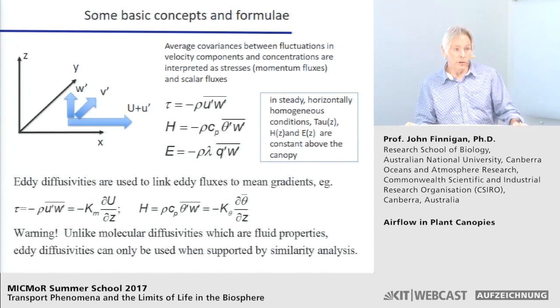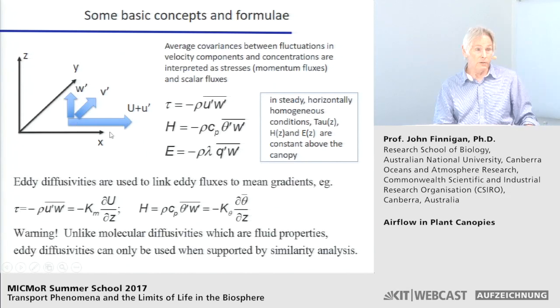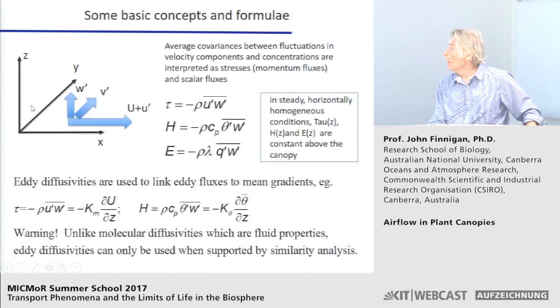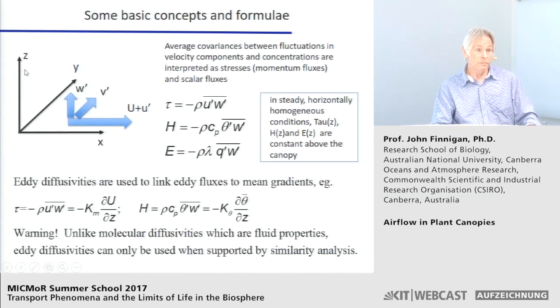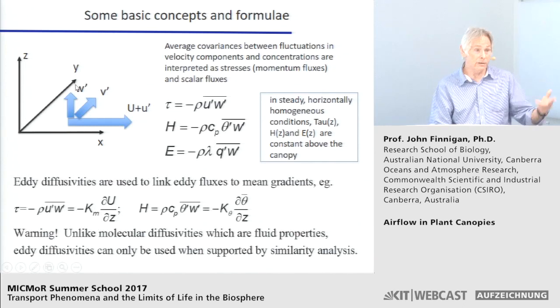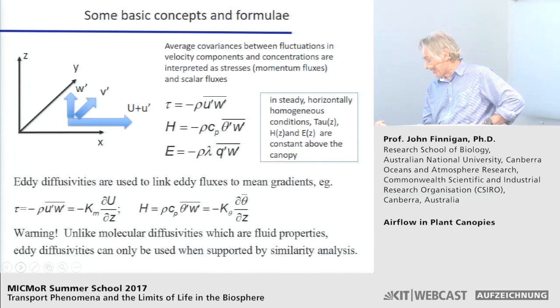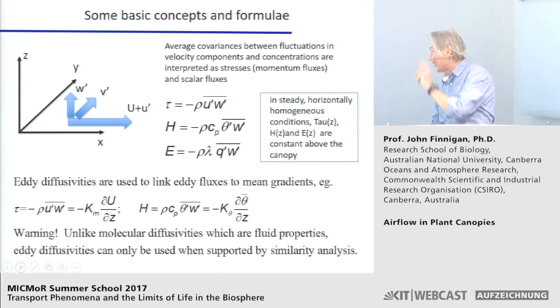We usually refer our turbulent velocities to axes. X is along the direction of the mean wind, the time average wind. Z is usually vertical, in the direction of gravity, and Y is in the third direction. We usually use a right-handed coordinate system, so that's X, that's Y, and that's Z up.